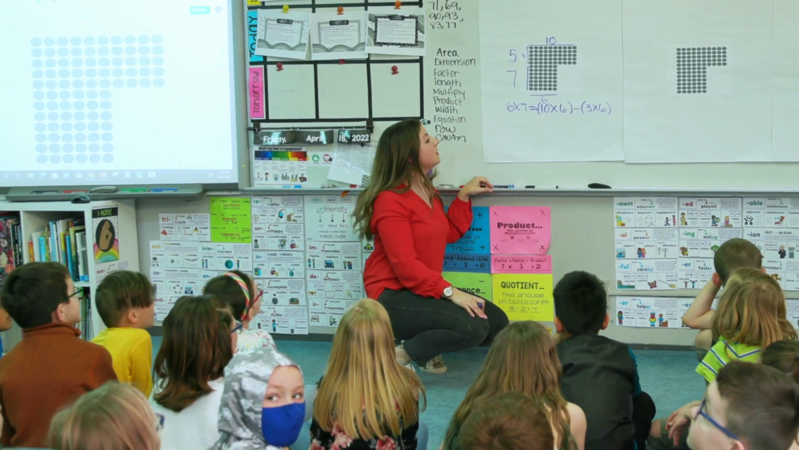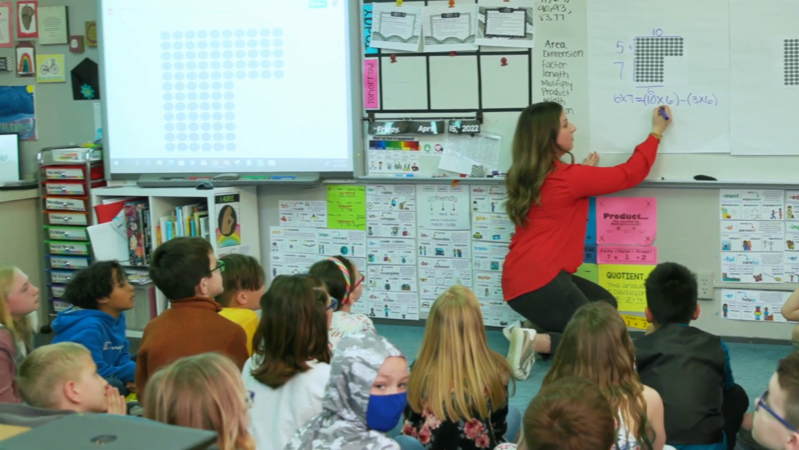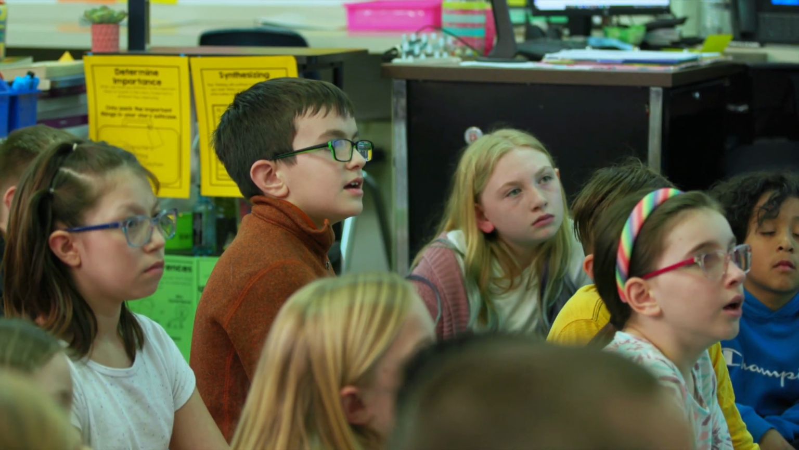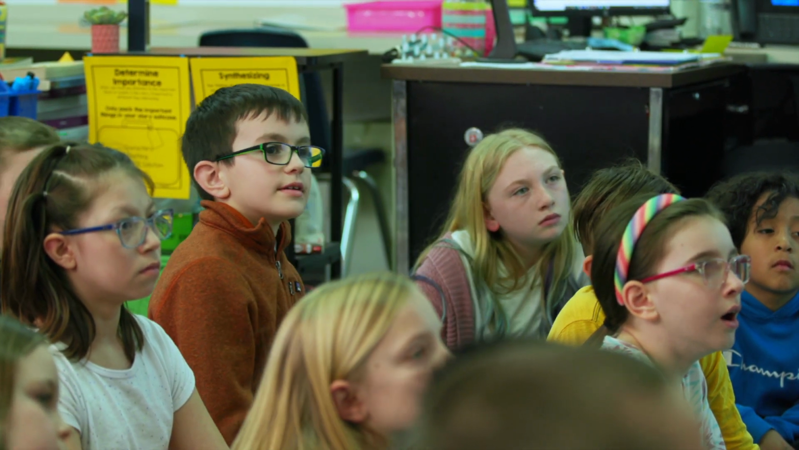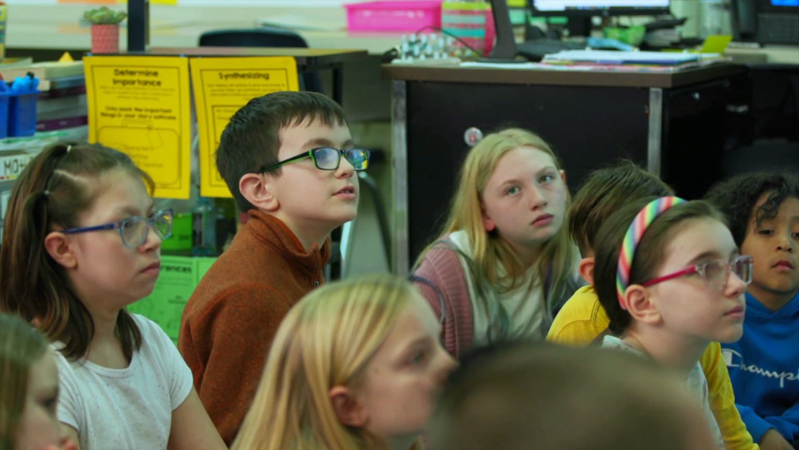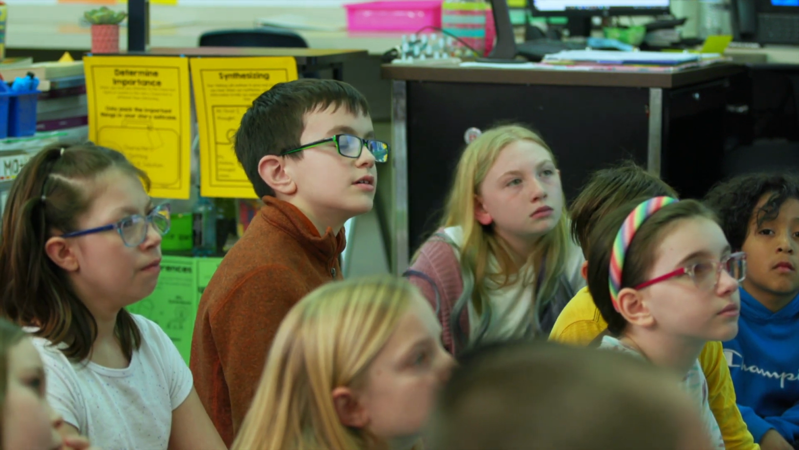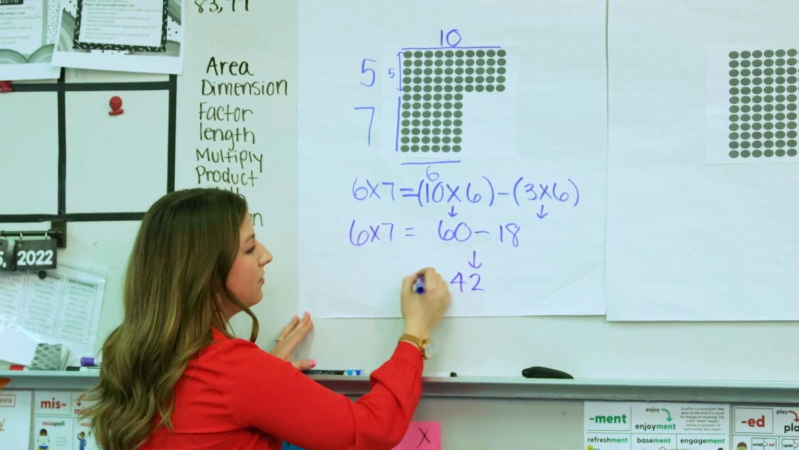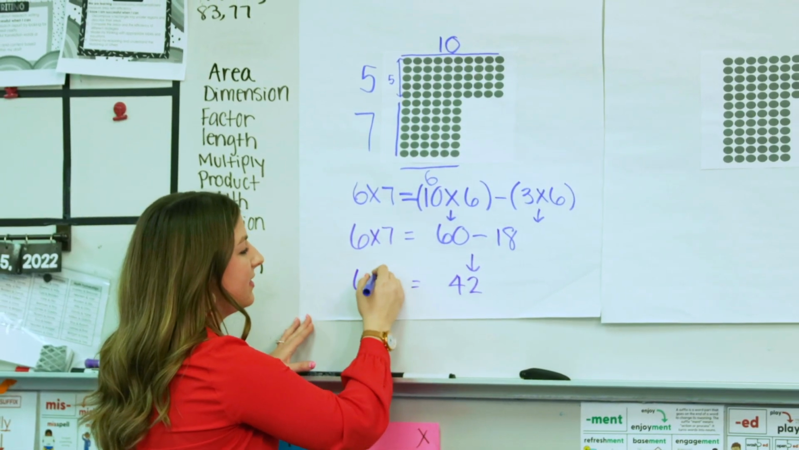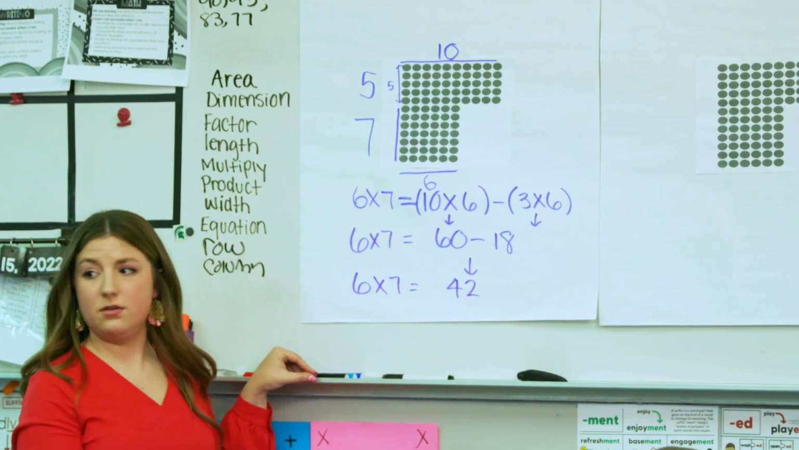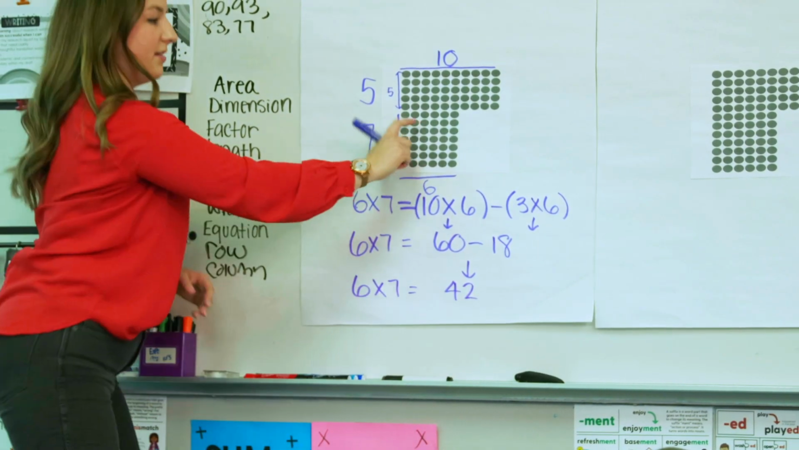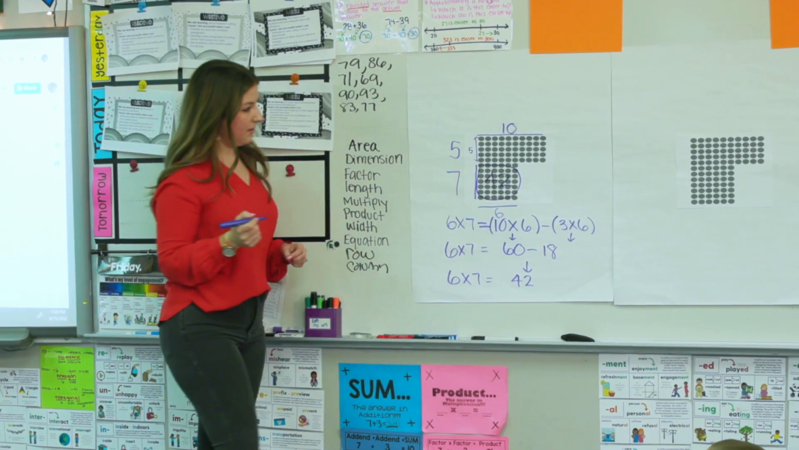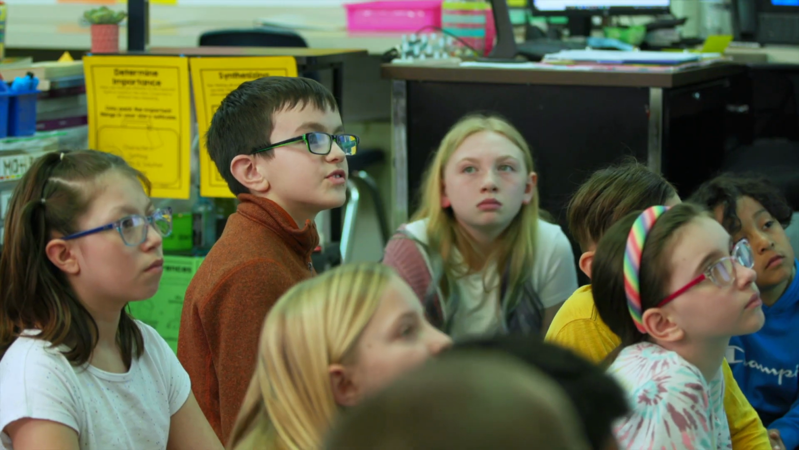60 minus 18. So 42. The answer is 42 on the bottom. Okay. So this right here is 42, which is the same as 6 times 7, right? So how much is here? 42. Okay. And then 10 times 5 equals 50.